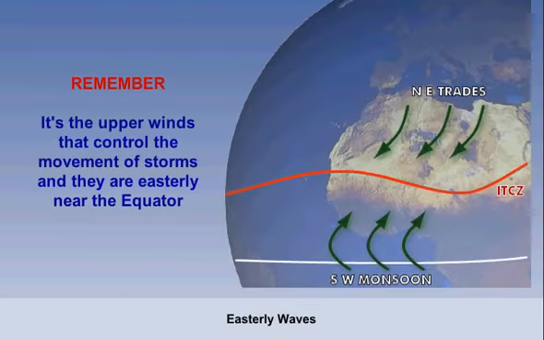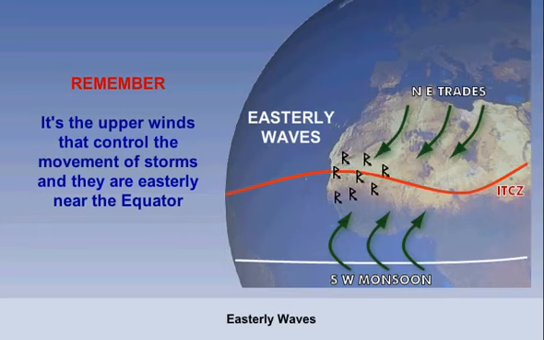Having seen the global aspects of surface wind, pressure and weather, let's now focus on some specific phenomena in a little more detail. Firstly, we will look at the easterly waves. On the map of West Africa, we can see that the ITCZ is well north of the equator, and the Northern Hemisphere is in the summer season.